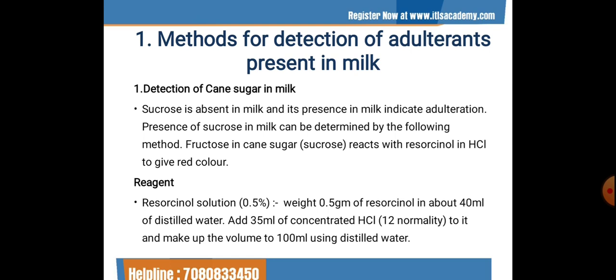The reagent required for this test is a resorcinol solution of 0.5%. We weigh 0.5 gram of resorcinol in about 40 ml of distilled water, add 35 ml of concentrated HCl of 1.2 molar normality, and make up the volume to 100 ml using distilled water. This is how we make the 0.5% resorcinol solution for testing the presence of cane sugar in the milk.